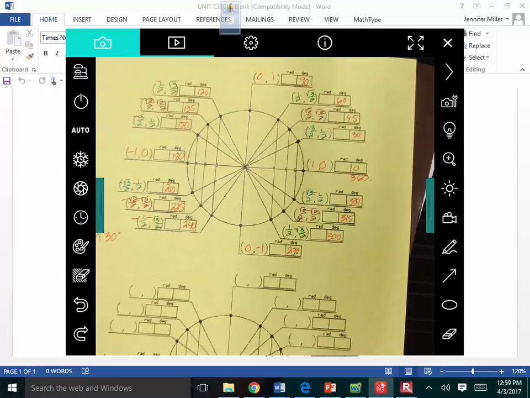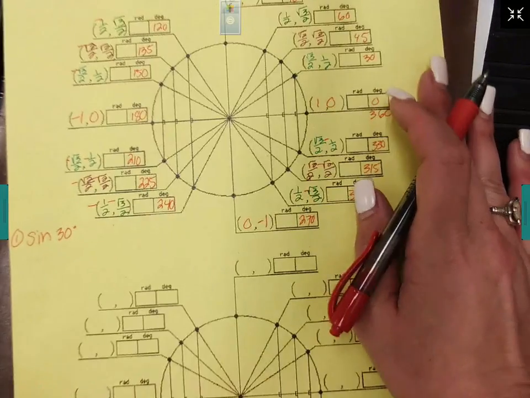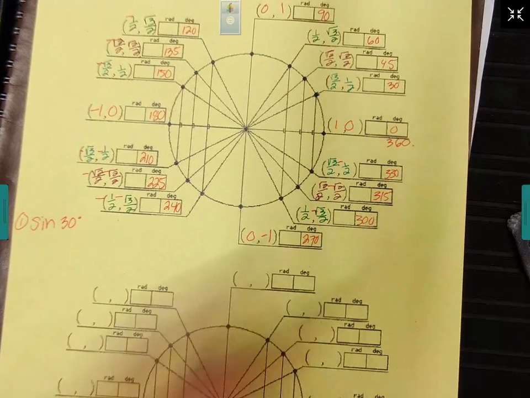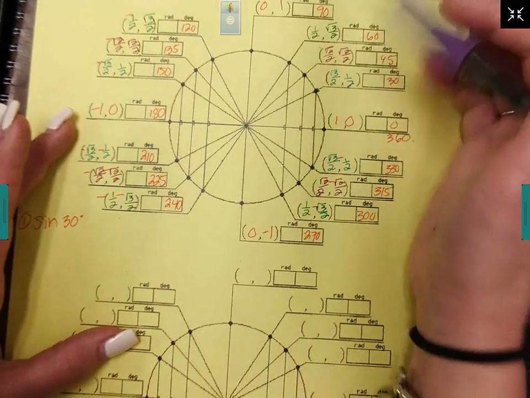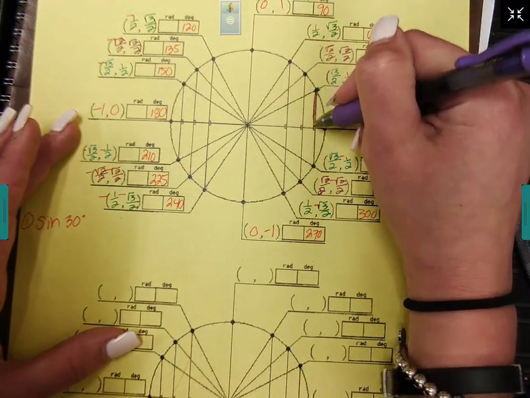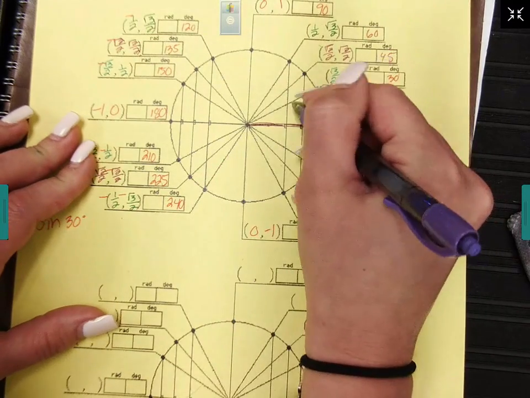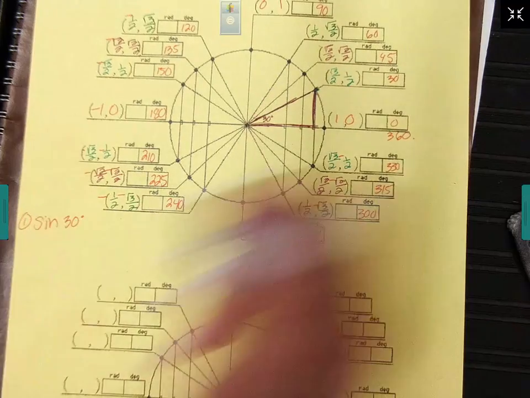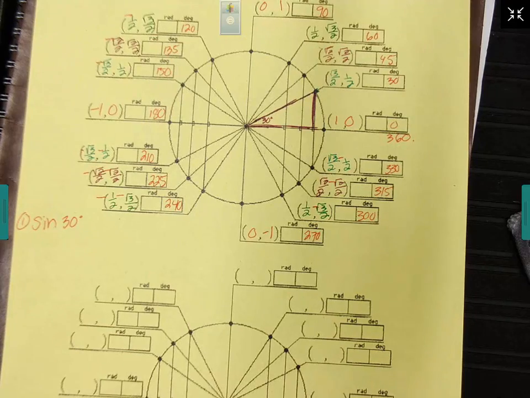Let me make that bigger. So what that means is we want to go to 30 degrees, and we kind of want to look at this triangle right here. Okay, do you see this triangle? This is our 30 degrees. And do you remember what sine is? Sine is what over what? SOHCAHTOA. Opposite over hypotenuse. Good.